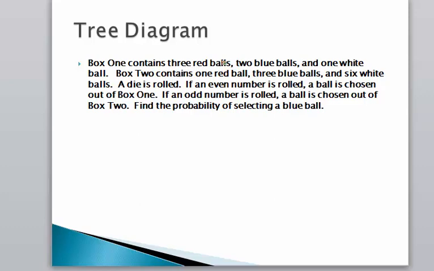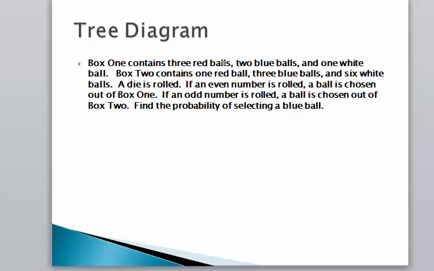Box 1 contains 3 red balls, 2 blue balls, and 1 white ball. Box 2 contains 1 red ball, 3 blue balls, and 6 white balls. A die is rolled. If an even number is rolled, a ball is chosen out of box 1. If an odd number is rolled, a ball is chosen out of box 2. Find the probability of selecting a blue ball.